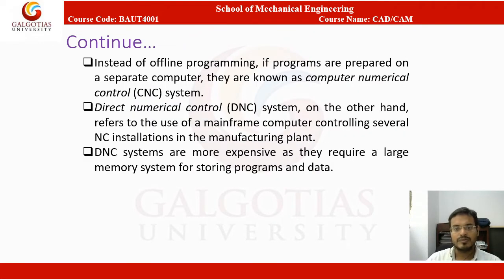So in offline programming, the programs are prepared on a separate computer, that is called computer numerical control. Direct numerical control, on the other hand, refers to the use of a mainframe computer controlling several NC installations in the manufacturing plant. NC systems are more expensive because they require a large memory system for storing programs and data.